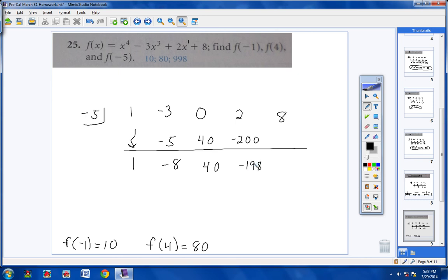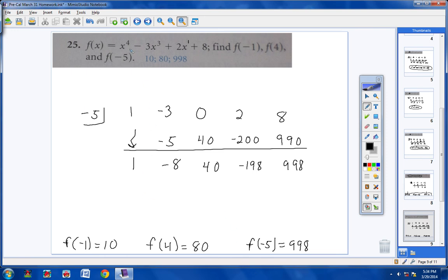-198 times -5 would be a +990. And then combine those two, you'll get 998. So f of -5 equals 998. Okay, so there we go.